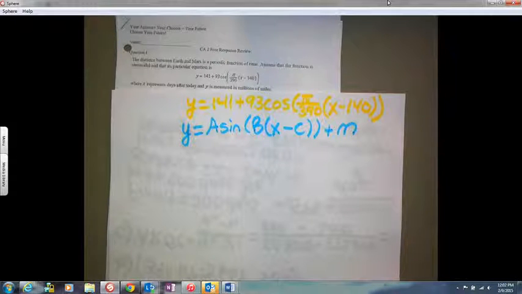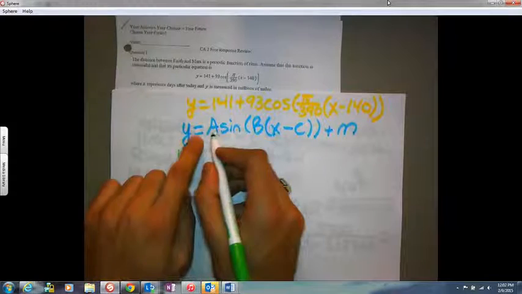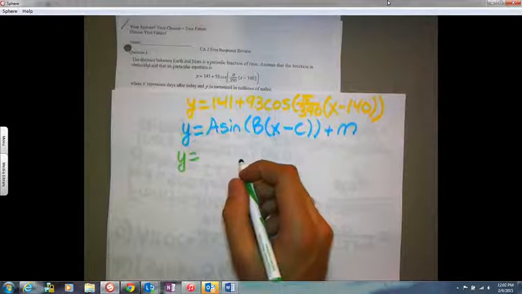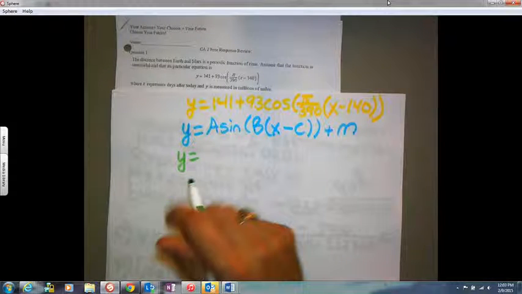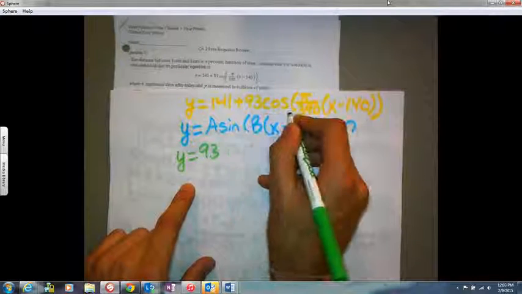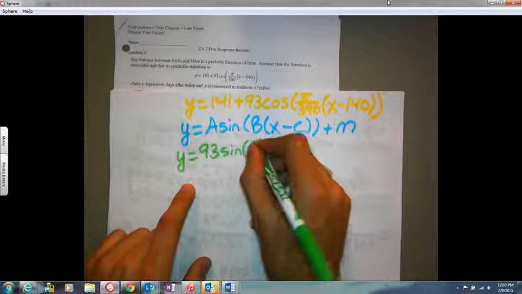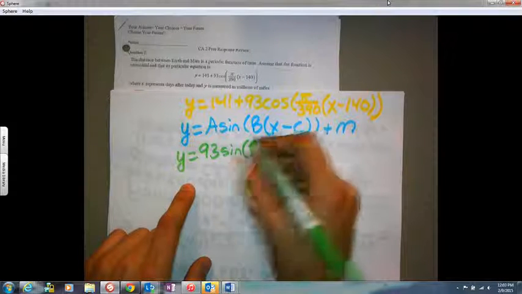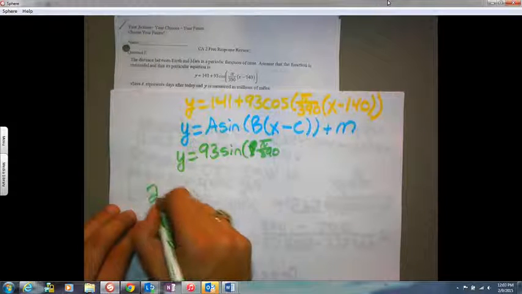So let's identify what we already know. A represents the amplitude. What's the amplitude? 93 or 141? In 93, the amplitude is what is multiplied by the trig function. What is the B? Yeah, and please do not say that B is the period. 2 pi over B is the period.